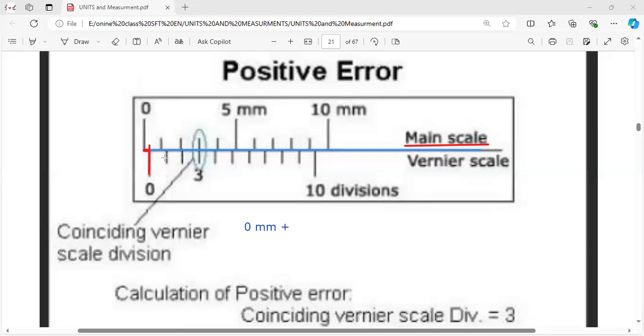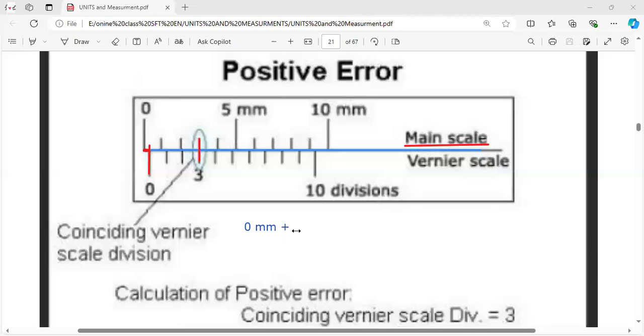You have to find out which part is going to coincide with the main scale part, which means you can see if you look at the third part of the 10 divisions from the vernier scale, it is aligned with the main scale part as well, right? This line from the main scale part and the vernier scale part is aligned. However, you have to read this one not from the main scale but from the vernier scale side. So it is going to be 0, 1, 2, 3. Third one is aligned, okay?